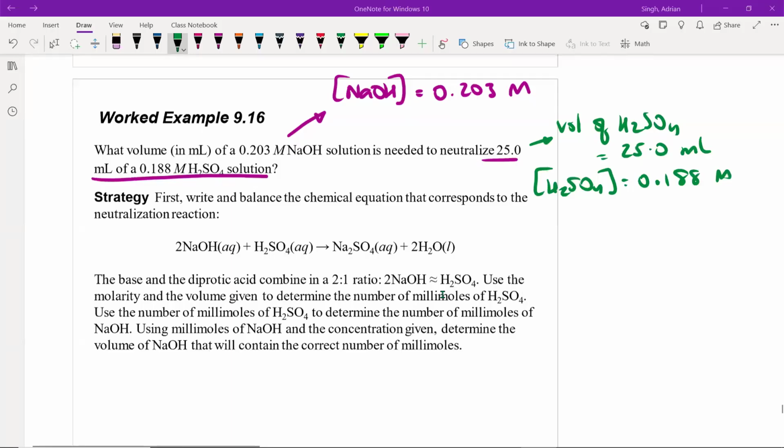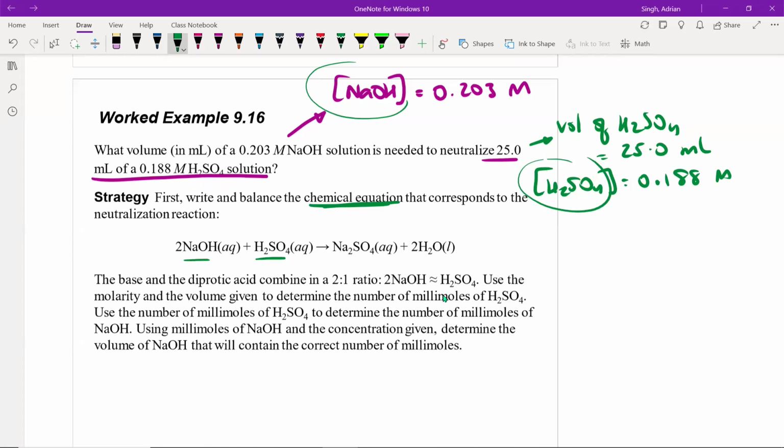Okay, so we have the things that are reacting together in this neutralization. We have our base, which is NaOH. We have our acid, which is H2SO4. Just like in the example above, what we need is the equation between the base and the acid.